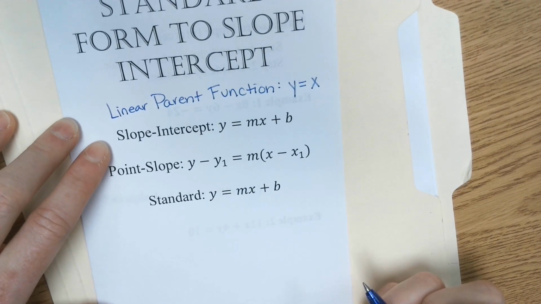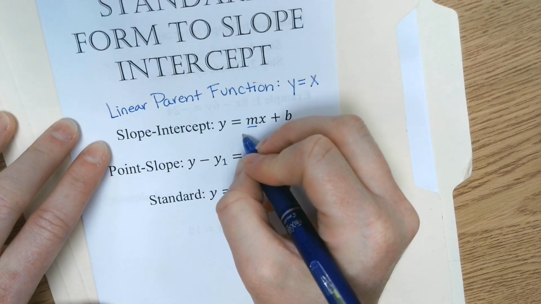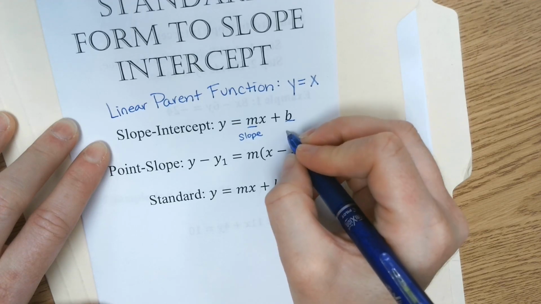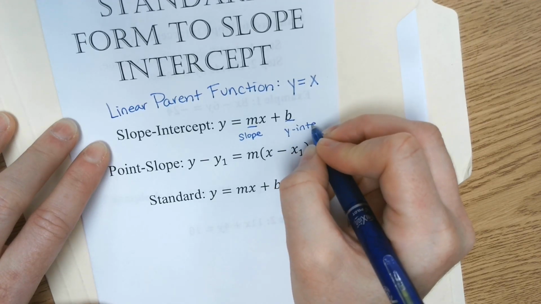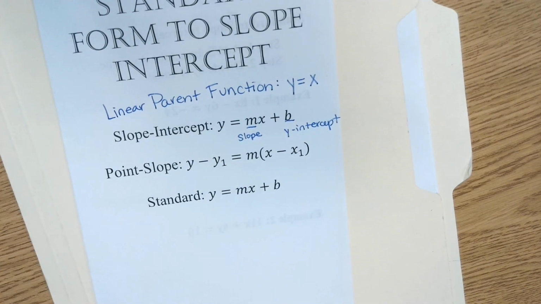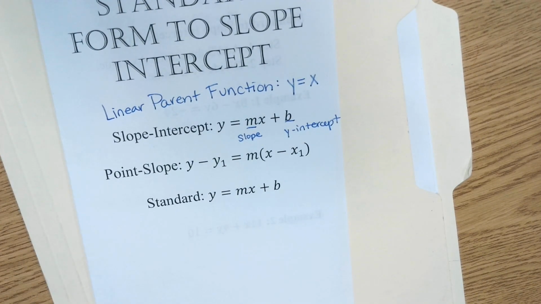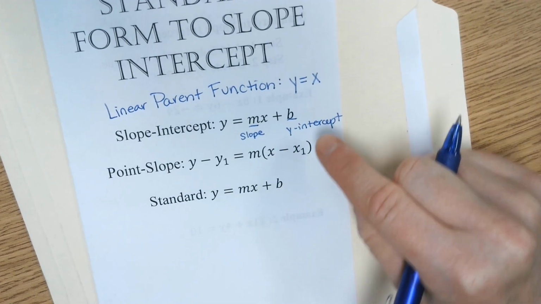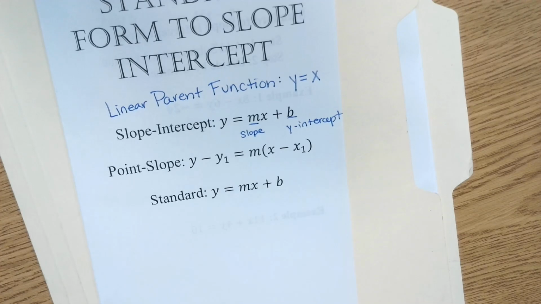Our slope-intercept form gives us m as our slope, b is our y-intercept. And it's easiest to graph if it's in our slope-intercept form, because you just need 2 steps, really. You just need to plot your y-intercept on the y-axis and then do your rise over run for your slope.